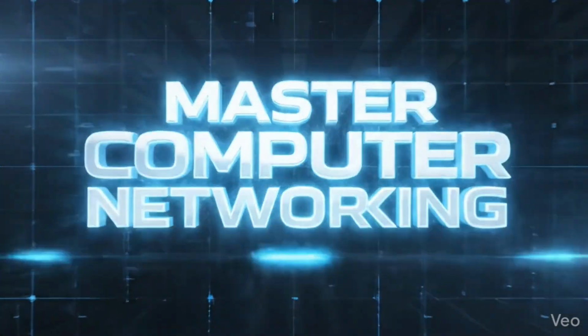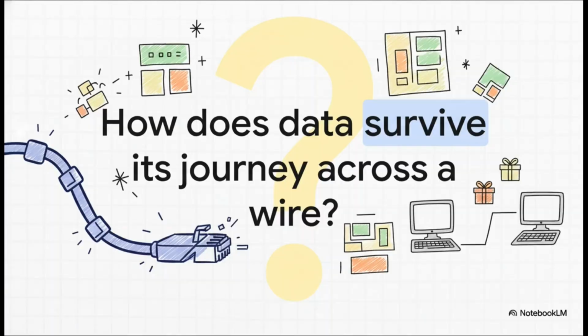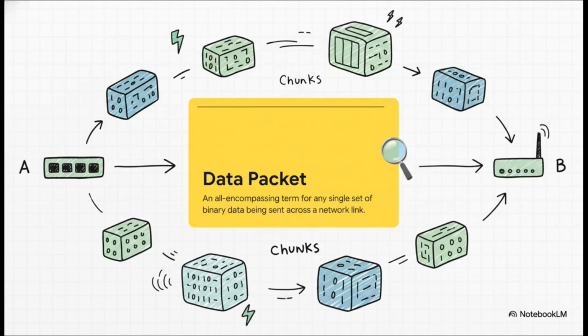Let's dive in. The answer, as it turns out, is all in the packaging. Okay, so let's break this down. At the most basic level, your information travels in little chunks. The super generic term for one of these is a data packet. It's just a blob of data going from point A to point B.